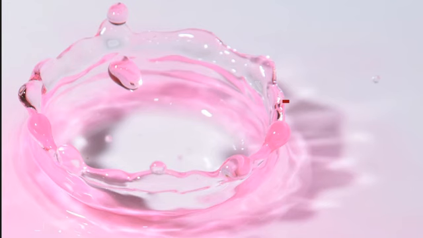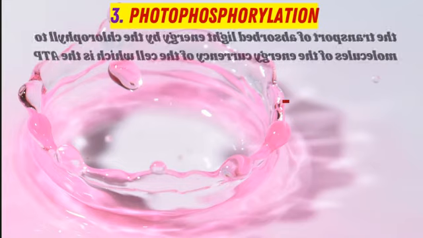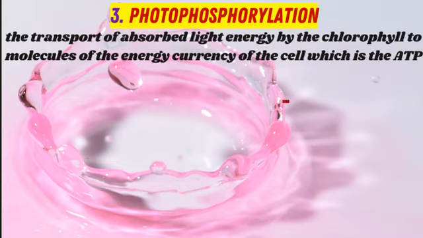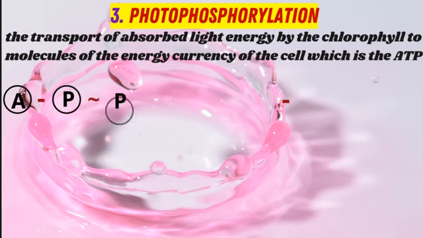And the third major event in the light-dependent reaction is the photophosphorylation, which pertains to the transport of absorbed light energy by the chlorophyll to molecules of the energy currency of the cell, which is known as the ATP. The electron pair that is being freed by the chlorophyll goes through several molecules one after another. This is also called the electron acceptor molecules. The ordered group of acceptors is known as the electron transport chain.